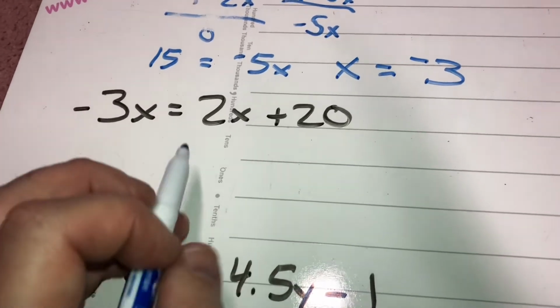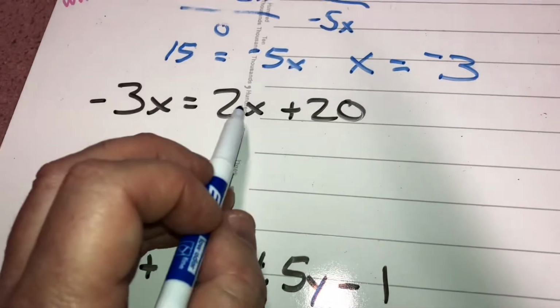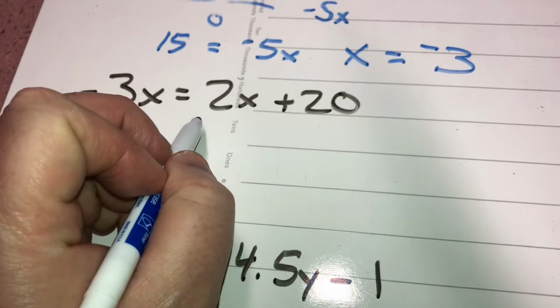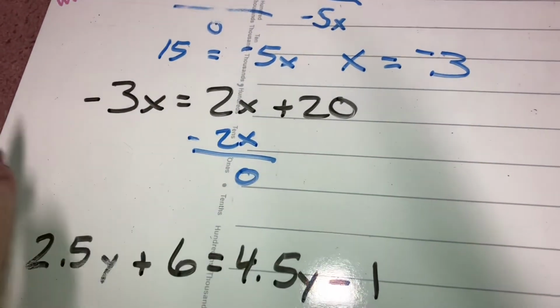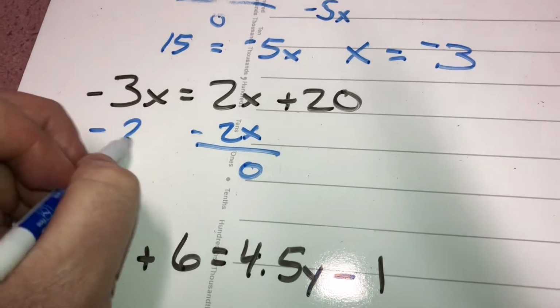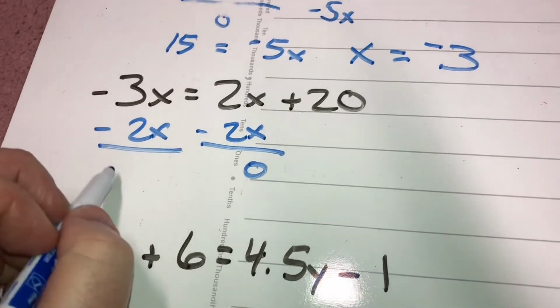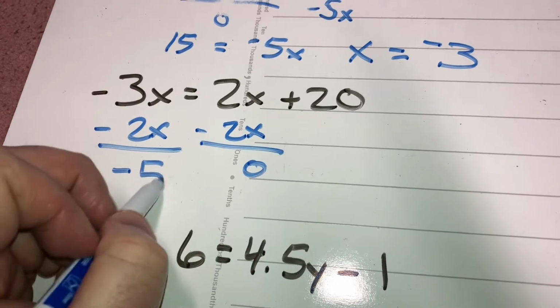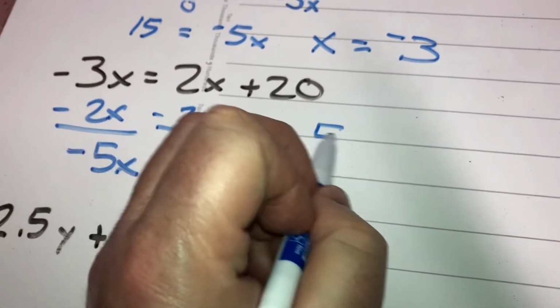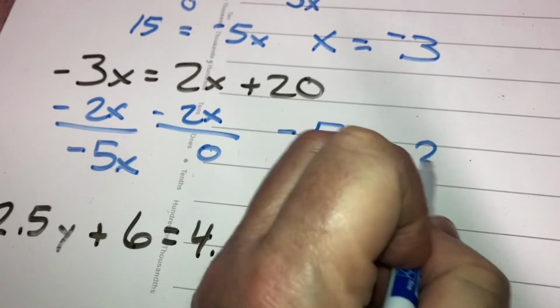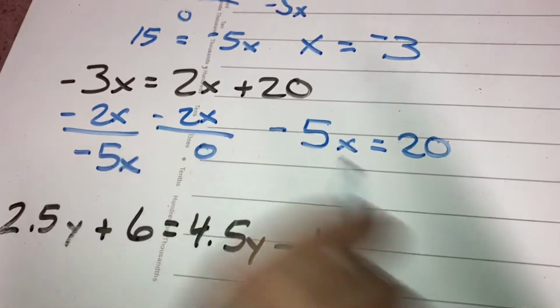Negative 3x equals 2x plus 20. So once again, I'm isolating the variable. So it looks like I just want to bring the 2x over here by subtracting 2x from both sides. And so I'm going to have negative 3 minus 2x. Well, negative 3 minus 2 is negative 5x. So that leaves me with negative 5x equals 20 is what's left on this side.